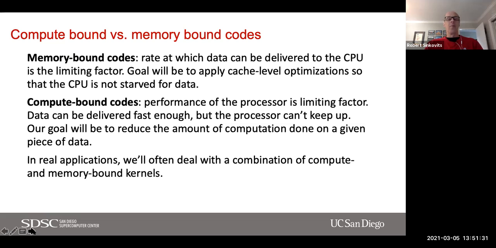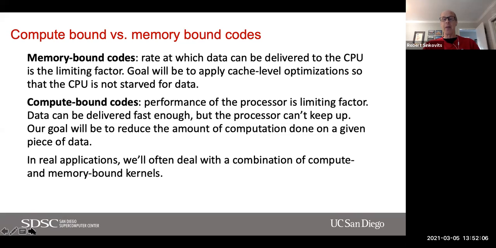So a little bit about compute-bound versus memory-bound codes. In a memory-bound code, the rate at which data can be delivered to the CPU is the limiting factor. And our goal is going to be to apply cache-level optimization so that the CPU is not starved for data. And in compute-bound codes, the data can be delivered fast enough, but the processor can't keep up. In this case, our goal is going to be to reduce the amount of computation done on a given piece of data.